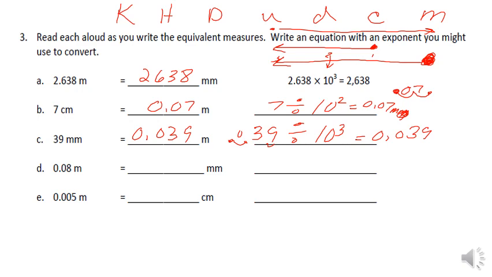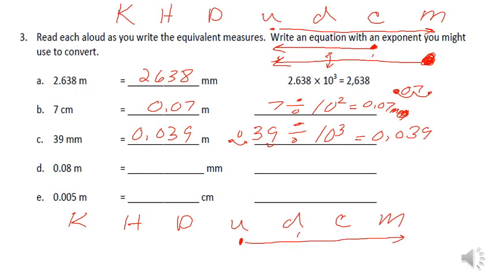Okay, let me do our mnemonic down here because it's getting kind of messy up top. King Henry doesn't usually drink chocolate milk. And we're starting at meter for the base unit, and we're going to millimeter. And we can see that's 1, 2, 3 place values, so that's going to be 10 to the third. We're going from a larger to a smaller, so we're going to be multiplying. So 0.08 meters times 10 to the third. When we shift this 0.08, 3 positions in the direction of the arrow, it was 1, 2, 3. So we end up with 80 millimeters.